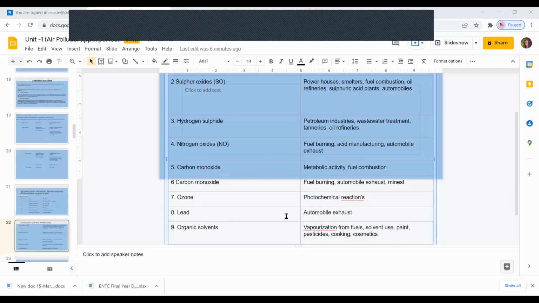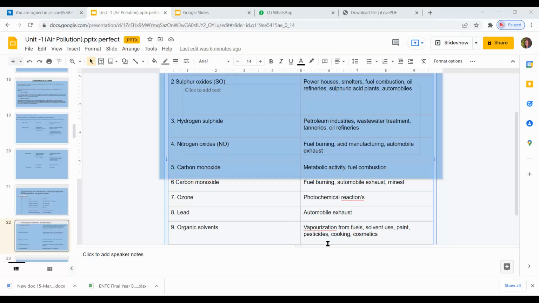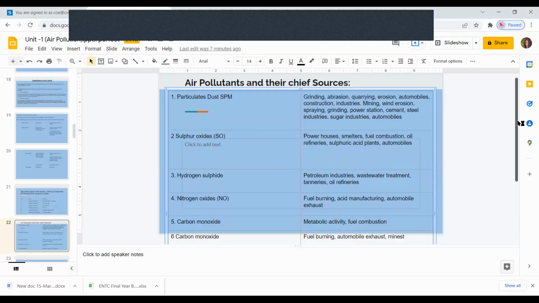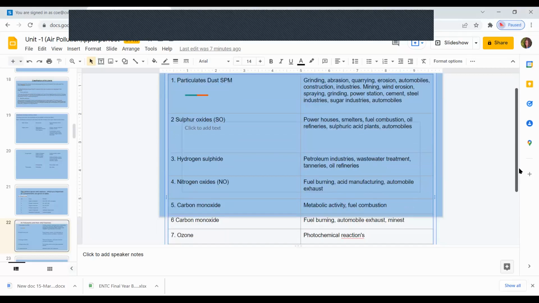Then organic solvents, which originate from vaporization from fuel, solvent use, paint, pesticides. Pesticides we use in the agriculture area for crop growth and protection of crops. Then cooking, then cosmetics. Okay, these are the main sources of air pollutants.